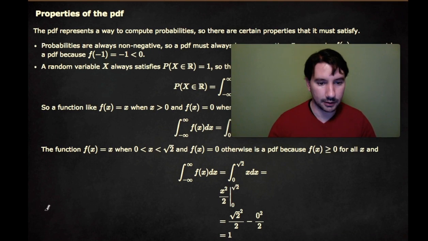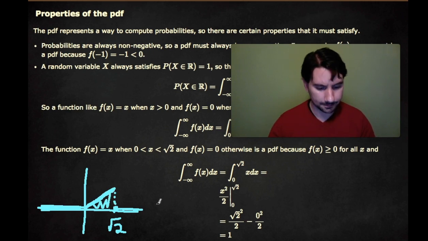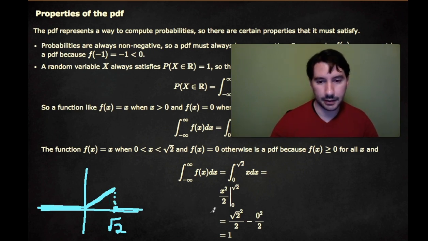So that would look something like this. If we had the x-axis and the y-axis, then from 0 to square root 2, we just have a line like f(x) = x, and otherwise the function is 0. So it's 0 here, it's 0 here, just 0. So the only area is under this part of the curve. And that area has to be 1.